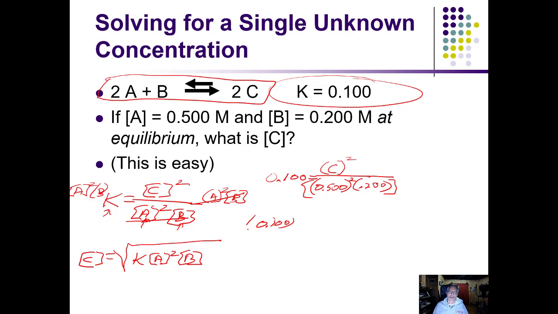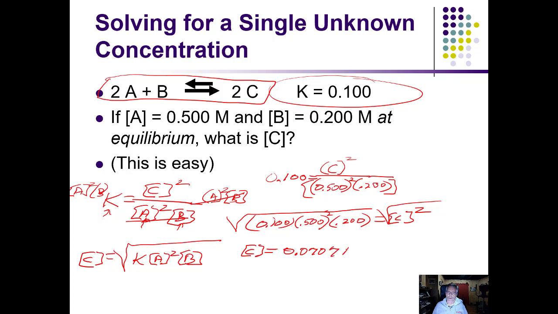That's going to give me 0.100 times 0.500 squared times 0.200, and that is equal to the concentration of C squared. I simply take the square root of both sides. That gets rid of the squared terms and gives me the concentration of C at equilibrium. Once I plug that into my calculator, I get 0.0707 molar, and that is my solution.